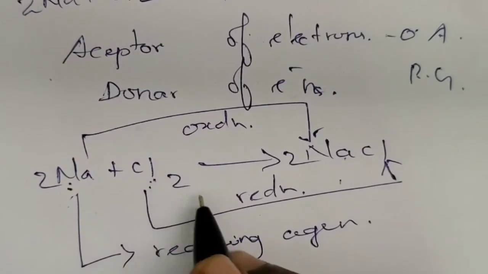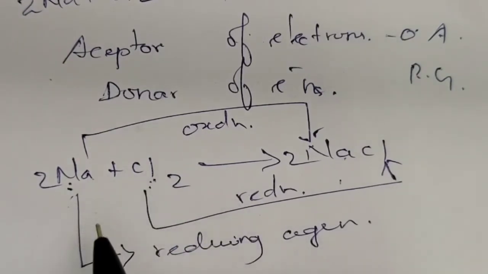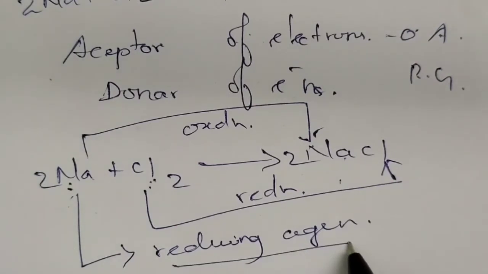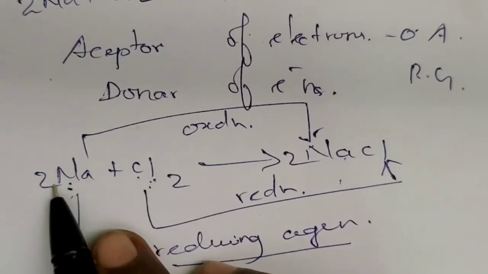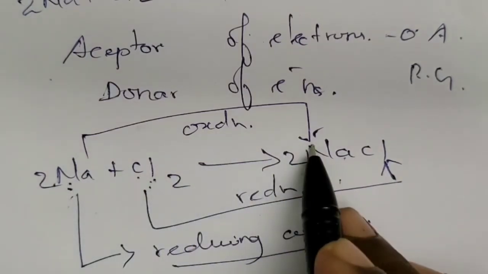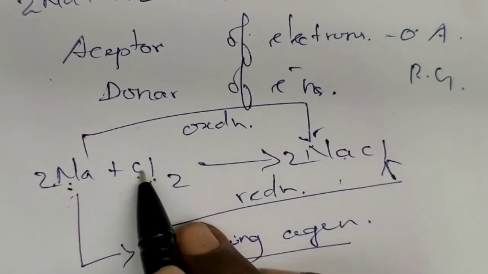So in a redox reaction, the substance which gets oxidized acts as a reducing agent. Chlorine is getting electron from sodium. Because of that, sodium is oxidized. Therefore, chlorine acts as an oxidizing agent.